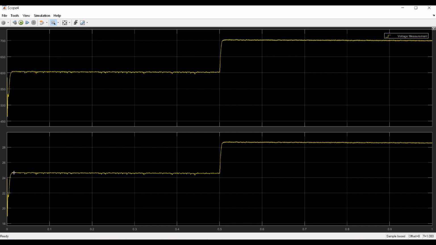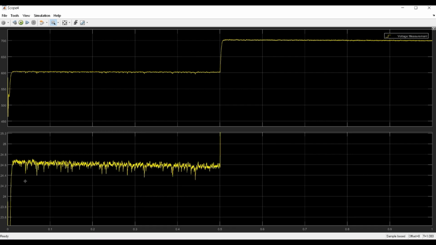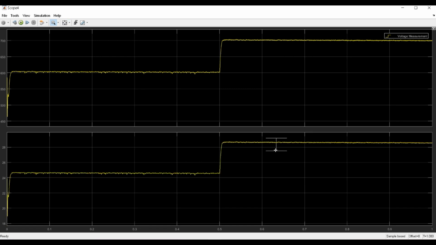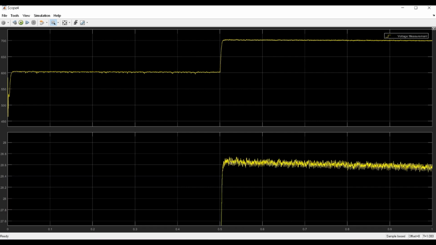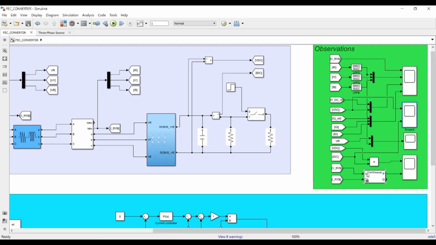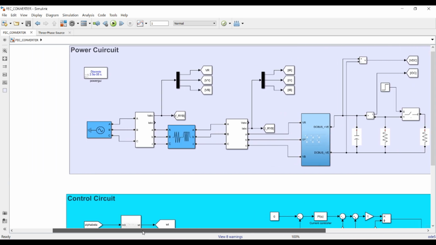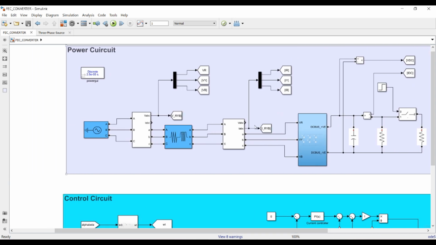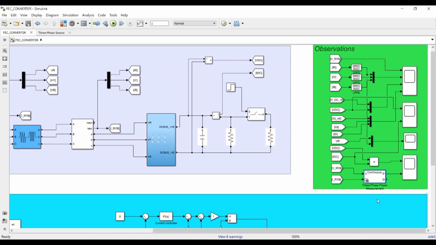So it is taking around 24.6 ampere, and at 0.5, that is at 700, so it is taking around 28.6 ampere current. And in this block there is a multiplication of VDC and IDC, that is the output. So our output shall be 20 kilowatt at 700 volt, and this is the input measurement, that is the VRYB, that is the voltage over here, and this is the current. So these two multiplication instantaneously, so that is done.